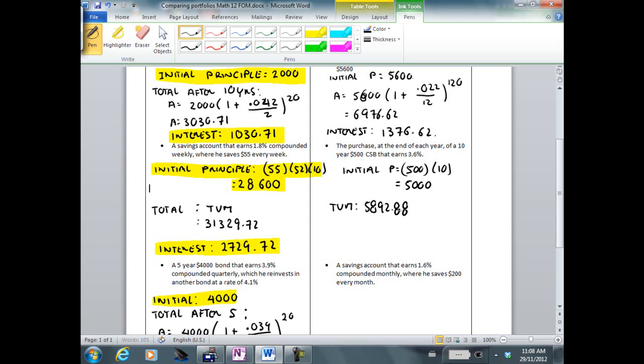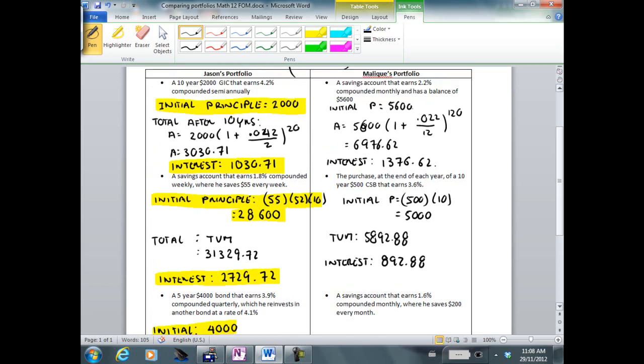$5,892.88. But again, what I'm looking for is your interest, because when I find my total rate of return, everything is based on the interest. Interest is 892.88. Okay.